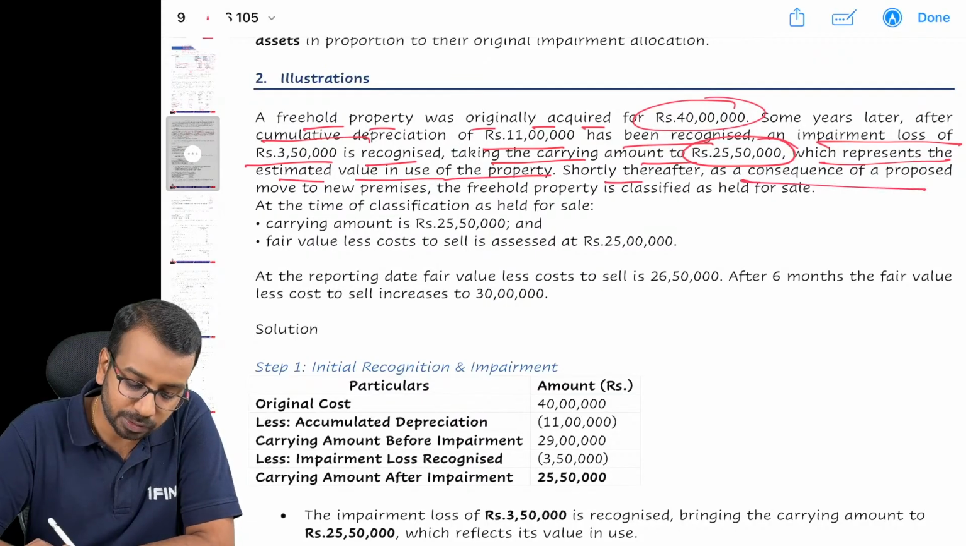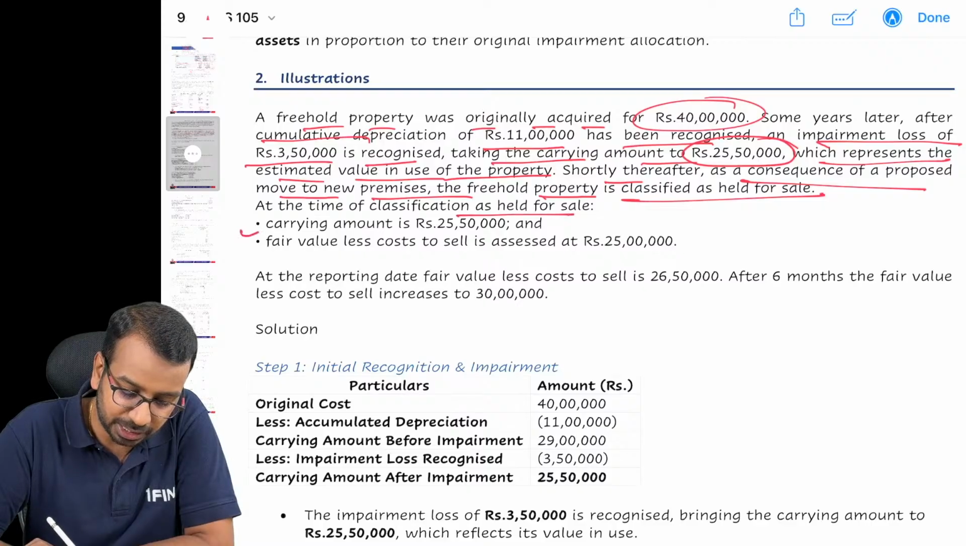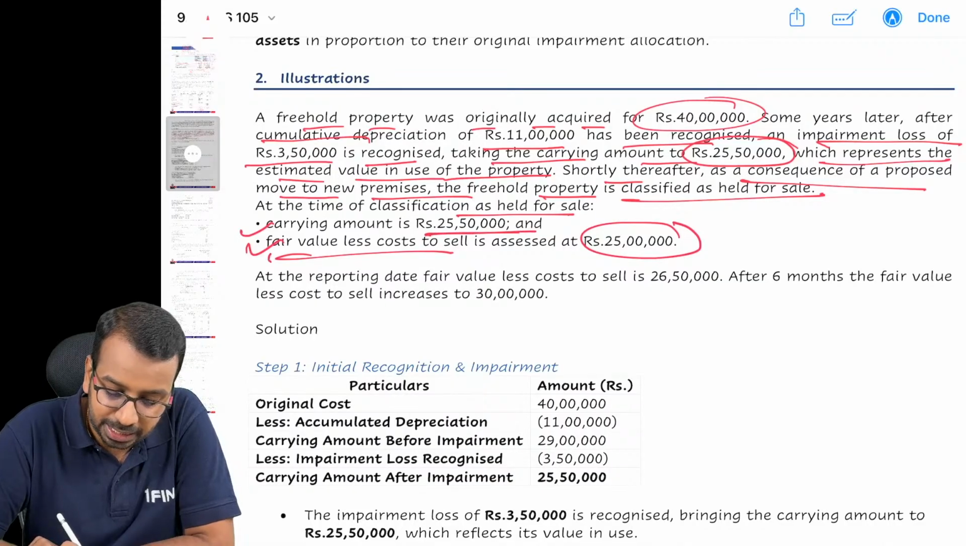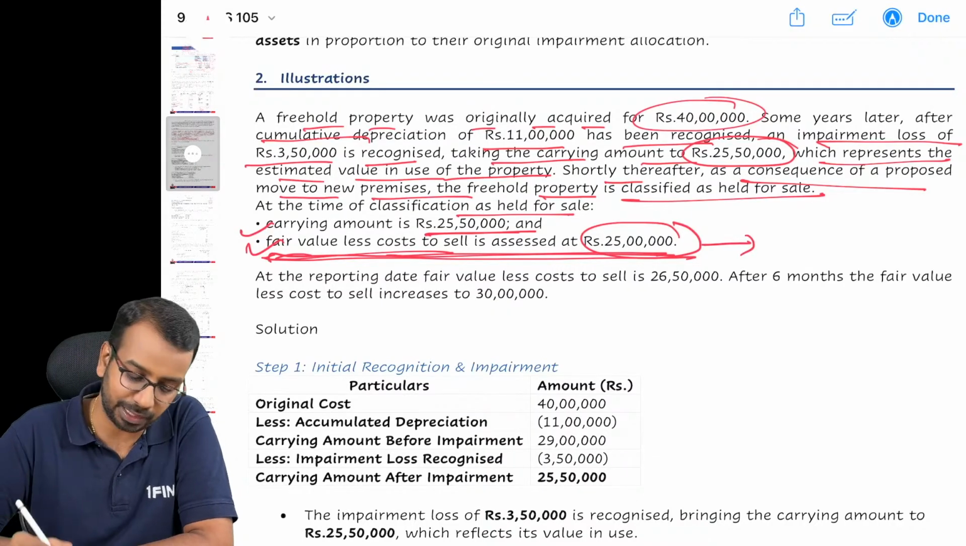Shortly after, as a consequence of a proposed move to new premises, the freehold property is classified as held for sale. At the time of classification, carrying amount is 25,50,000, fair value less cost to sell is 25 lakhs. So, carrying amount is 25,50,000. What is relevant to us? Fair value less cost to sell, which is 25 lakhs.